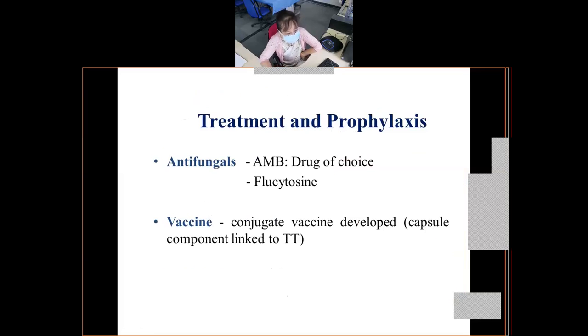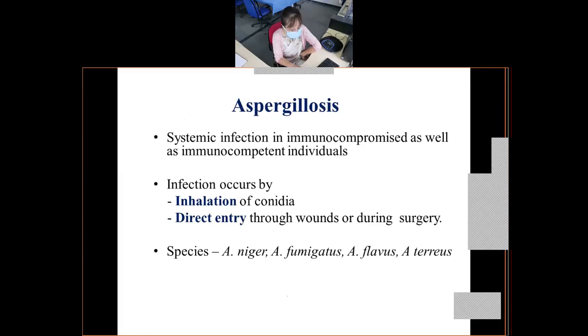So for treatment and prophylaxis, among antifungals, you can use amphotericin B, which is a drug of choice. There are other drugs which you can use, that is flucytosine. There are some vaccines which have been developed, but they are not very good vaccines for use.